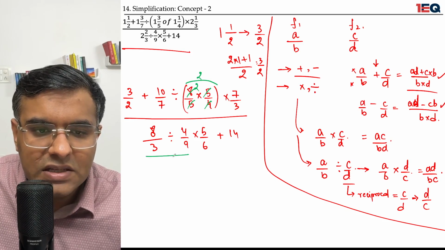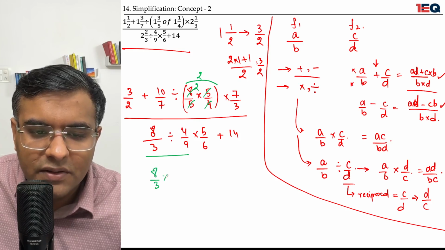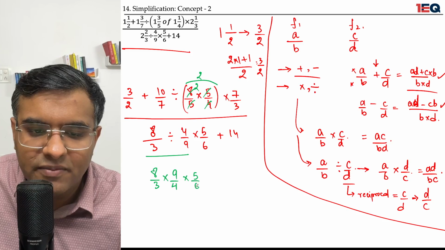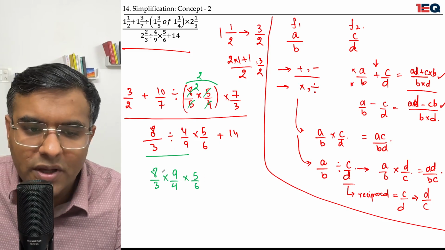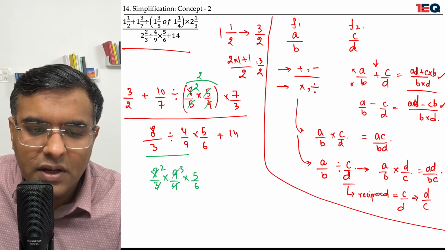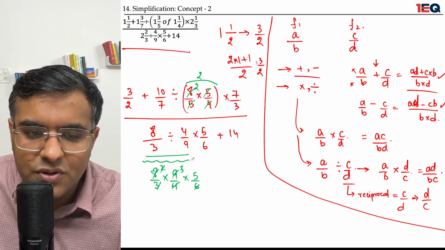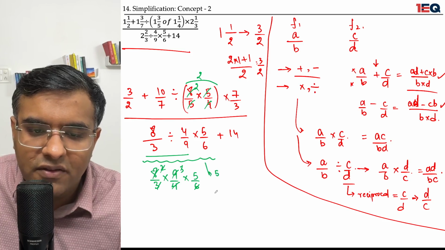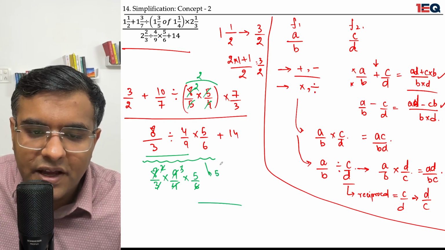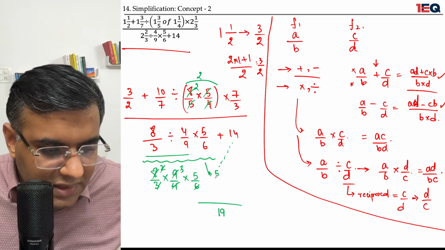Similarly over here, I see there is a division sign. The division sign means I can flip it. So 8 by 3 multiplied by 9 by 4, then again another multiplication of 5 by 6. I'll solve all three of them together. 4 twos are 8, 3 threes are 9, and 3 twos are 6, and 6 is gone. So the output of this portion of the denominator is nothing but 5. So in the denominator I can write 5 plus 14, that is 19.